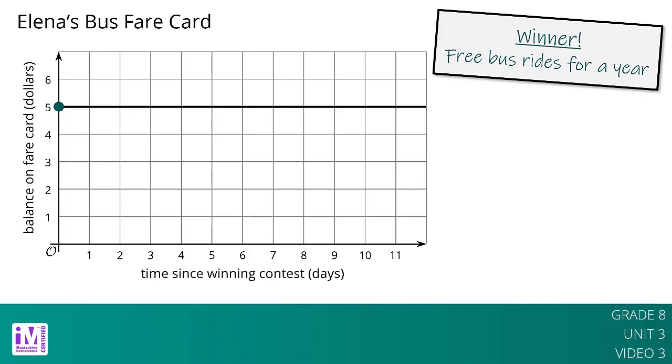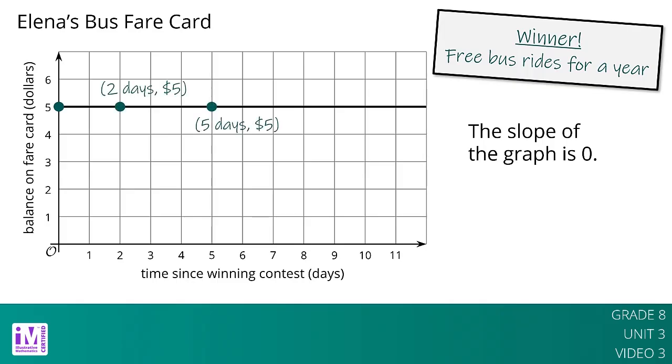The vertical intercept is 5, since the graph starts when she has $5 on her fare card. The slope of the graph is 0, since she doesn't use her normal fare card for the next year after winning the prize, meaning the amount on her fare card doesn't change for a year.